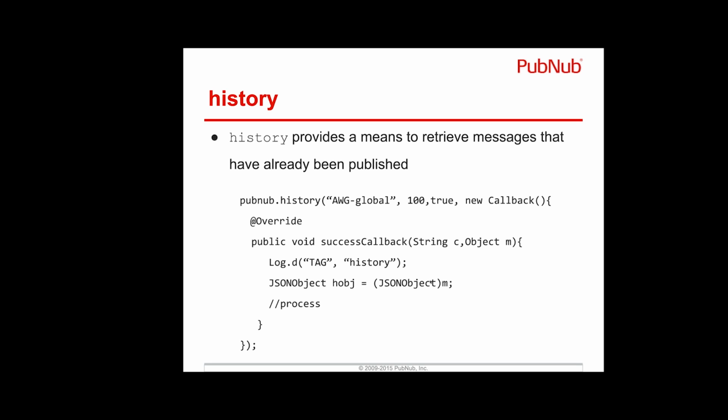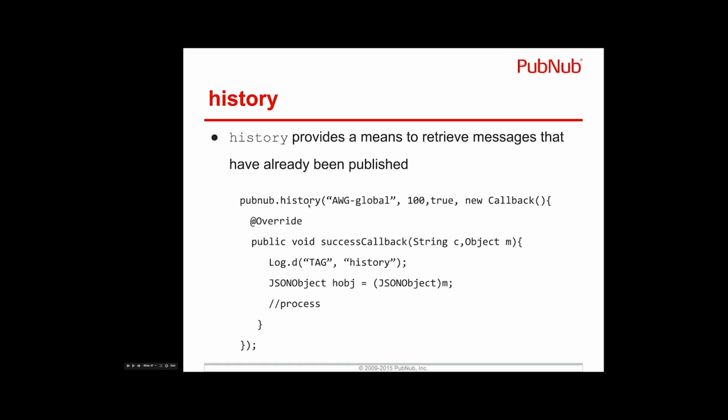And as you may have guessed, history accepts the name of a channel, the number of messages you want to retrieve, and here I have 100, and whether or not to include a time token. And that's the true parameter right here. So in this particular case, I'm asking for the history, the last 100 messages that have been published to the AWG Desk Global channel. And again, our friend callback is present. We implement a success callback, and I'm implementing the older style one here, but I'm grabbing that data back and processing that data.